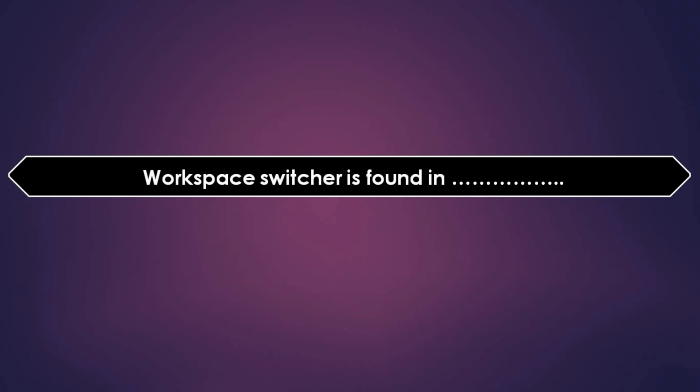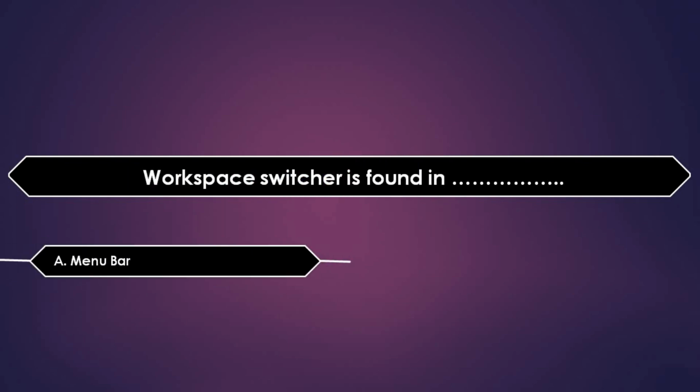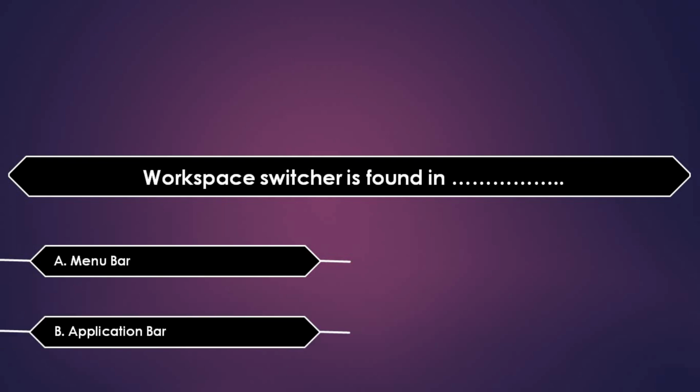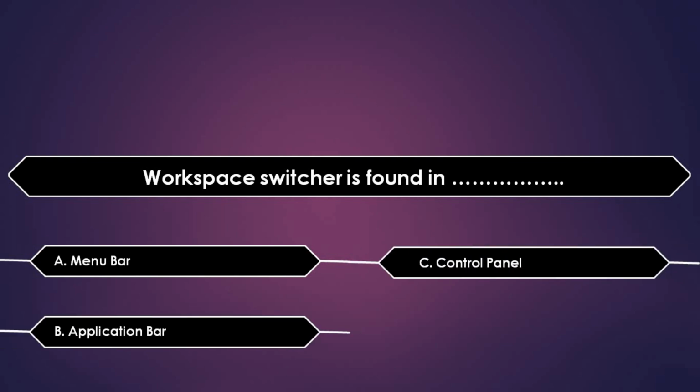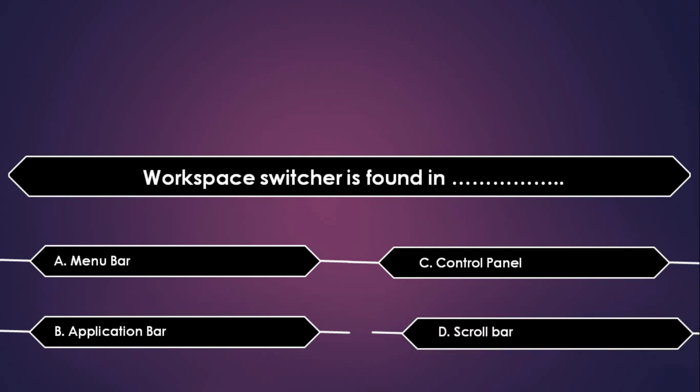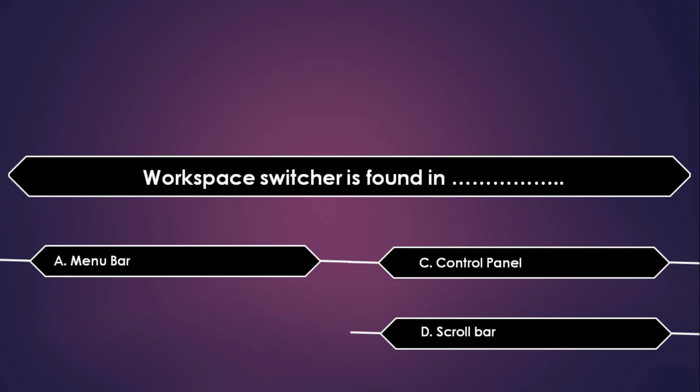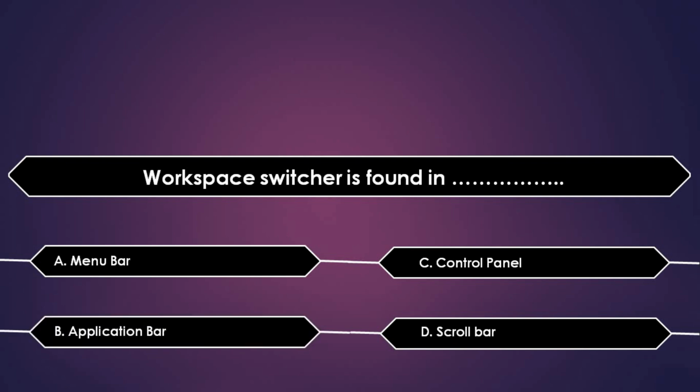Workspace switcher is found in dash. A. Menu bar, B. Application bar, C. Control panel, D. Scroll bar. The right answer is application bar. Workspace switcher is found in application bar.